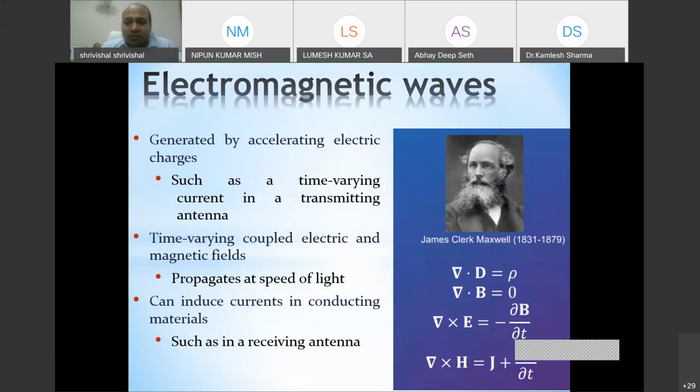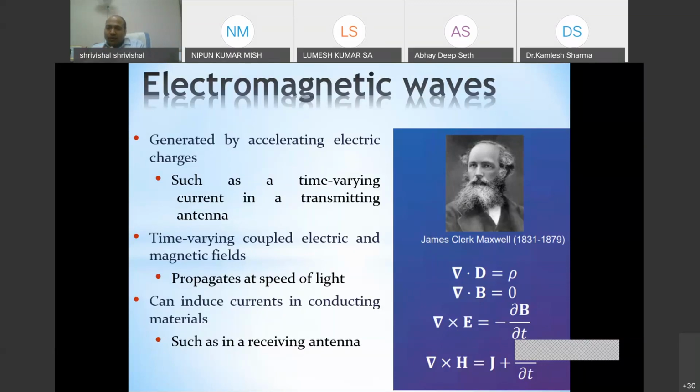So if you see from all these equations, if you look at equation number 3 and equation number 4, from equation number 3, del cross E is equal to minus del B by del t, and del cross H is equal to J plus del D by del t. The beauty of these equations is that you can observe that if we have the presence of one field, then the other could be generated.